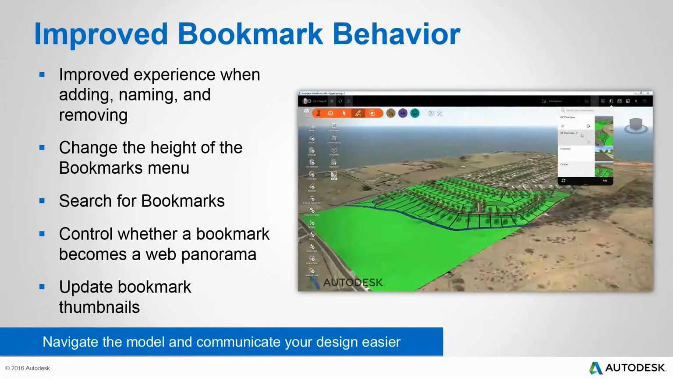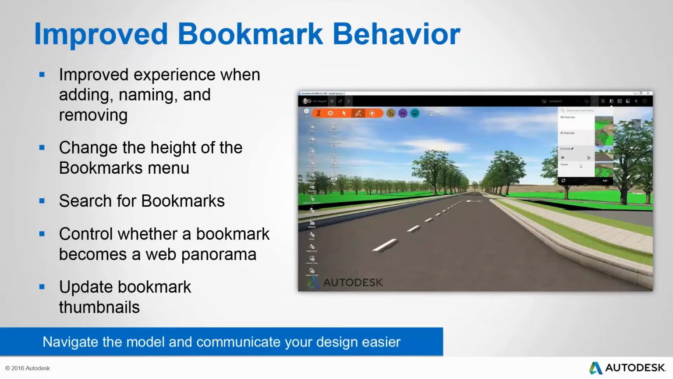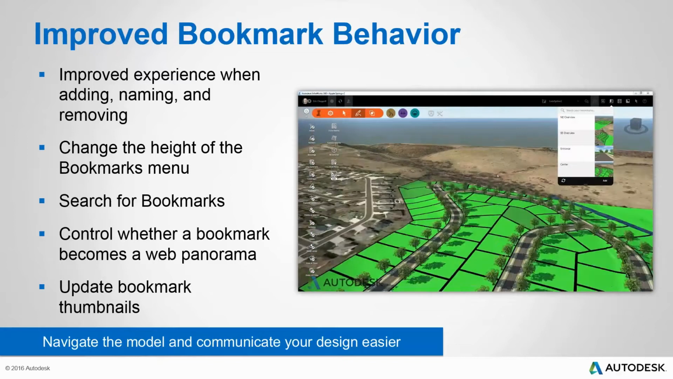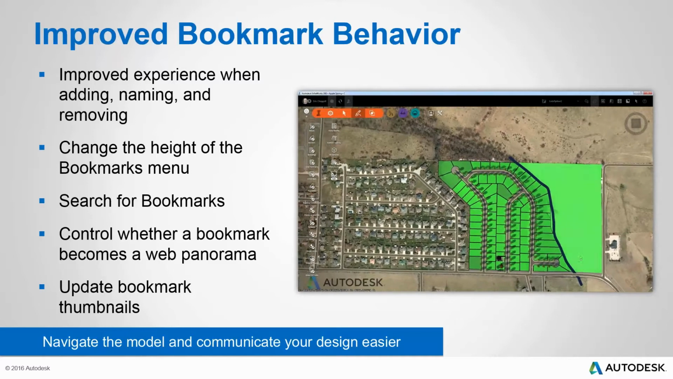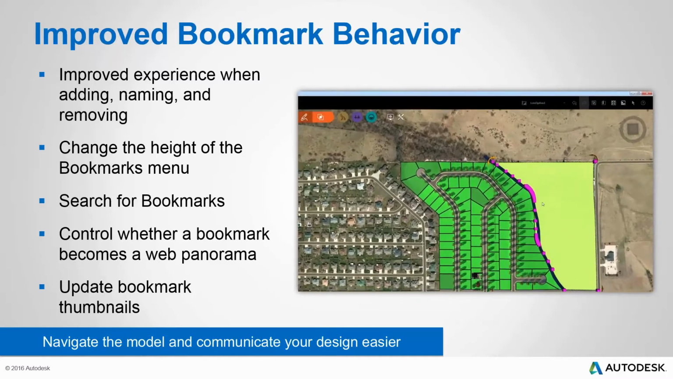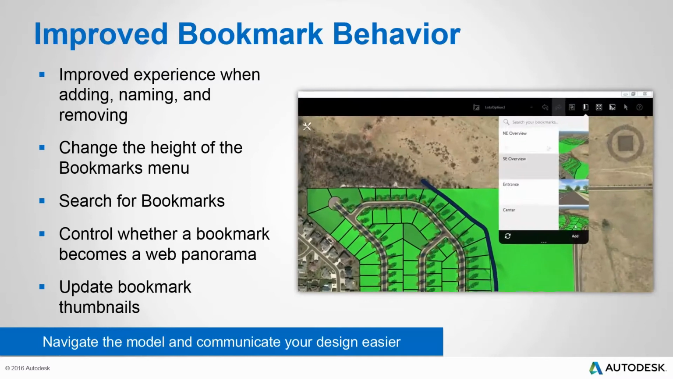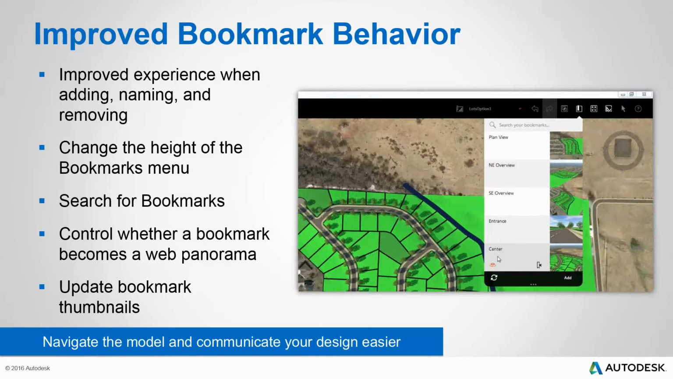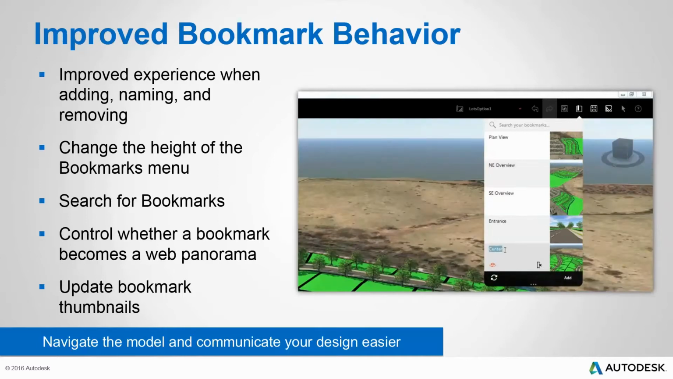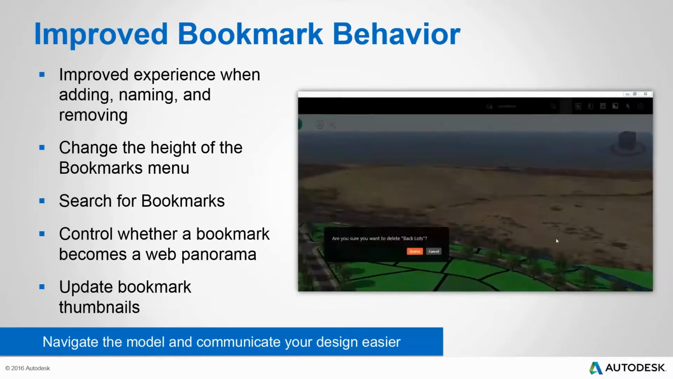We've also improved bookmarks. So basically we redid the bookmarks menu, or flyout as it's called. It's a better experience with naming and adding and removing bookmarks. You can change the height of the bookmark flyout. There's a search function in there, and right from the bookmarks flyout, you can control whether a bookmark becomes a panorama when you publish to the web. And then finally, you can also update the thumbnails associated with the bookmark. So if you add something major to your model and you want that reflected in the bookmark, you can do that. So let me show you some live demo of this.